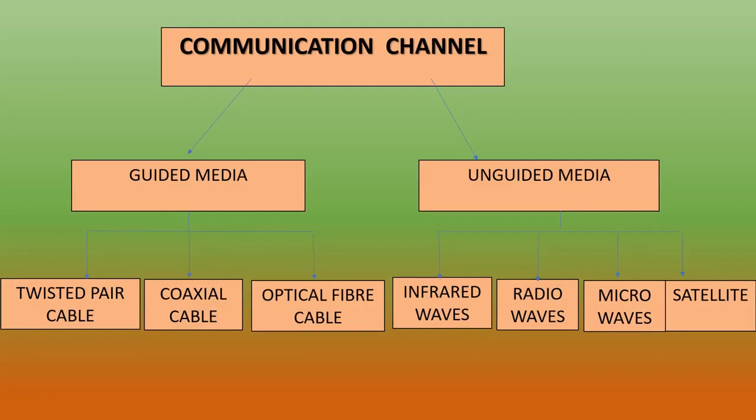Unguided media means data or signal is transmitted in the form of electromagnetic signals. There is no physical path. Now, guided media is categorized into three: twisted pair cable, coaxial cable and optical fiber cable. First, we can study about twisted pair cable.